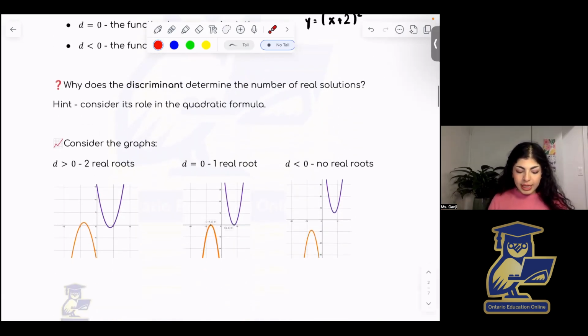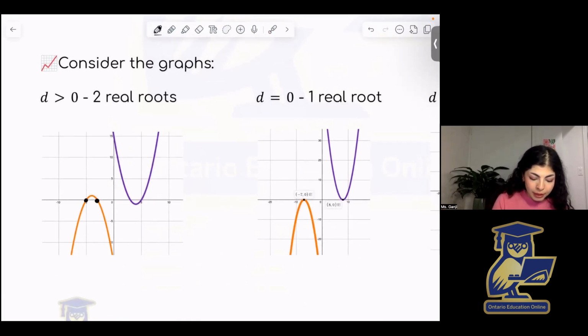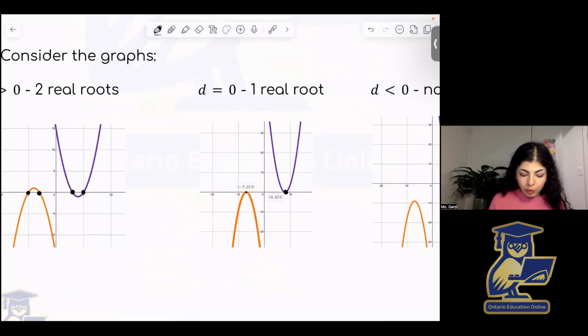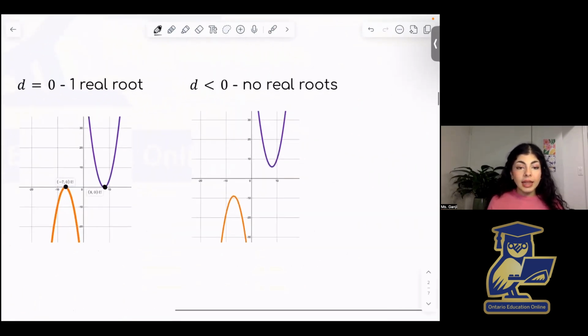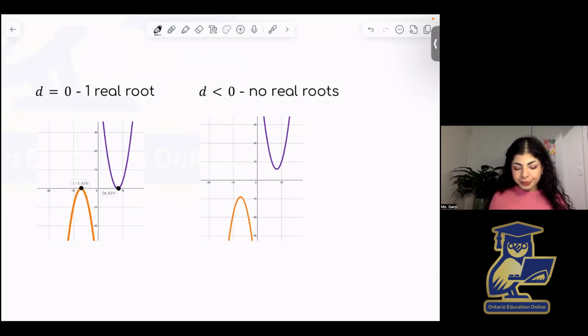Okay, so now consider these graphs. I'm just showing you what those could look like using different parabolas. When D is greater than 0 is when we have two real roots. As you can see in both of these, we are passing through the x-axis at two different points. When D is equal to 0, we have the case of just one real root, which is just our vertex. And when D is less than 0, it's pretty much the parabolas that have been translated up or down, and they don't pass through the x-axis, similar to these two.